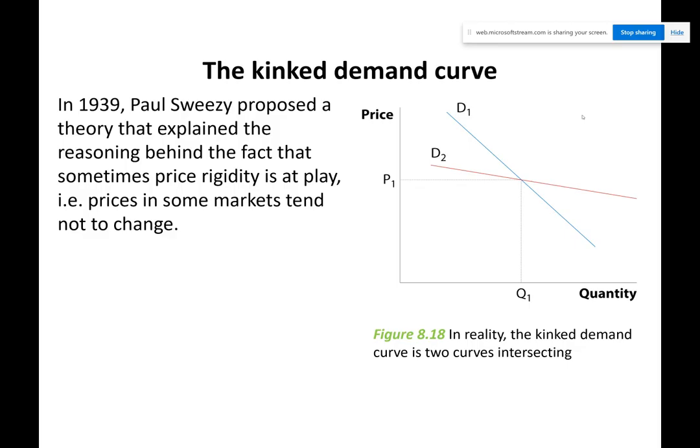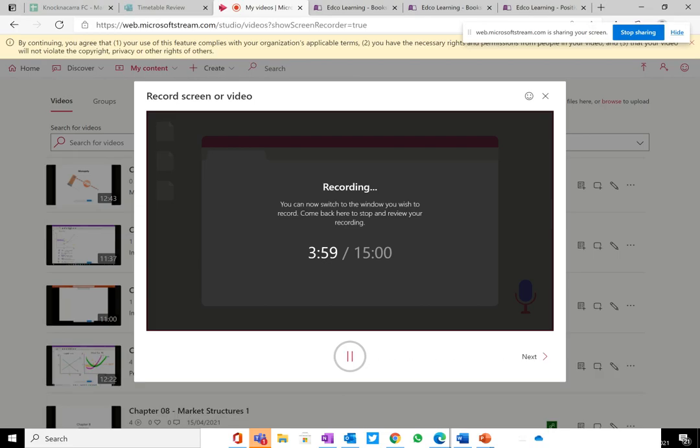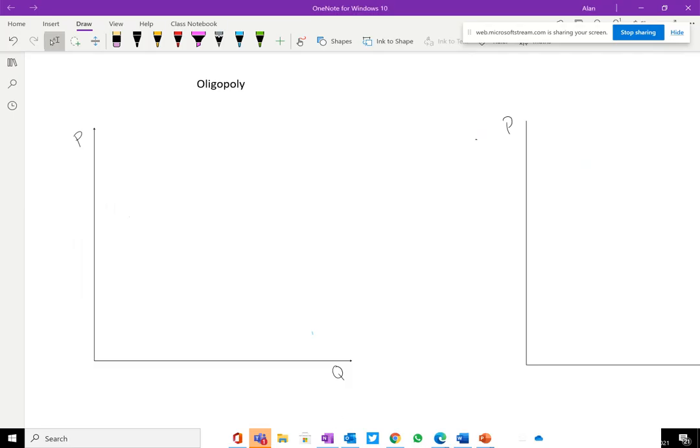So there are essentially 2 demand curves. There's a different strategy if you want to raise your prices, and a different strategy if you want to lower your prices instead. Because there are 2 strategies in play, we essentially have 2 different demand curves, and these 2 demand curves intersect at this point here in the middle, and that's where we set our price and our quantity. So let's have a look at what this actually means in reality.